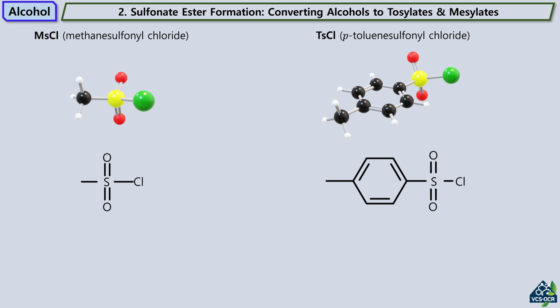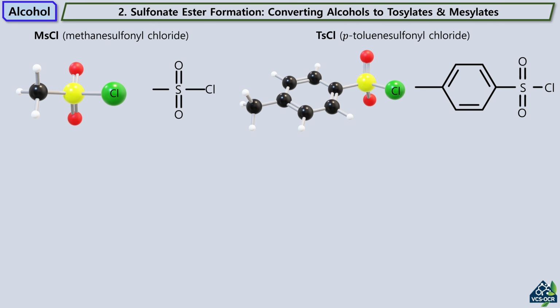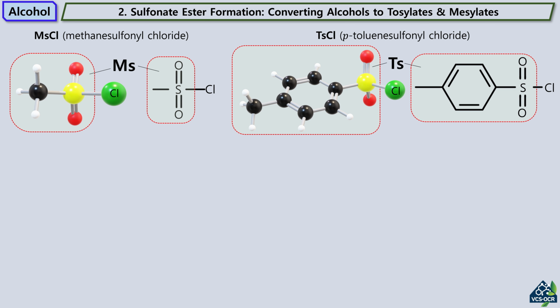Section 2. Sulfonate ester formation, converting alcohols to tosylates and mesylates. Sulfonate esters, such as tosylates and mesylates, are powerful tools in organic synthesis. Here, we see the two most common reagents: methanesulfonyl chloride, abbreviated as MsCl, and para-toluenesulfonyl chloride, known as TsCl.